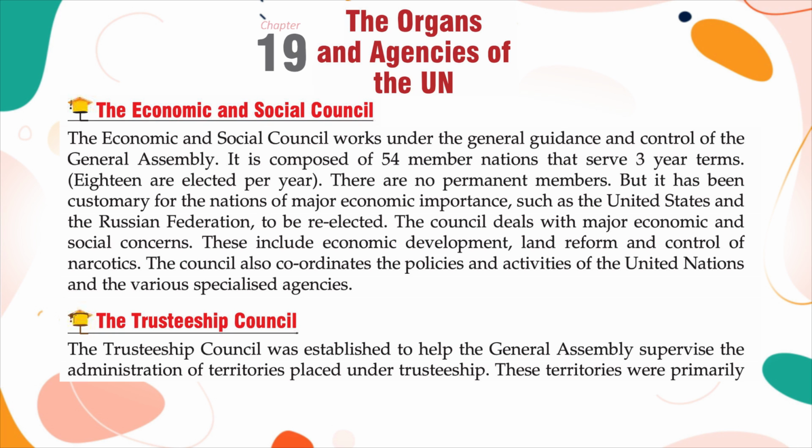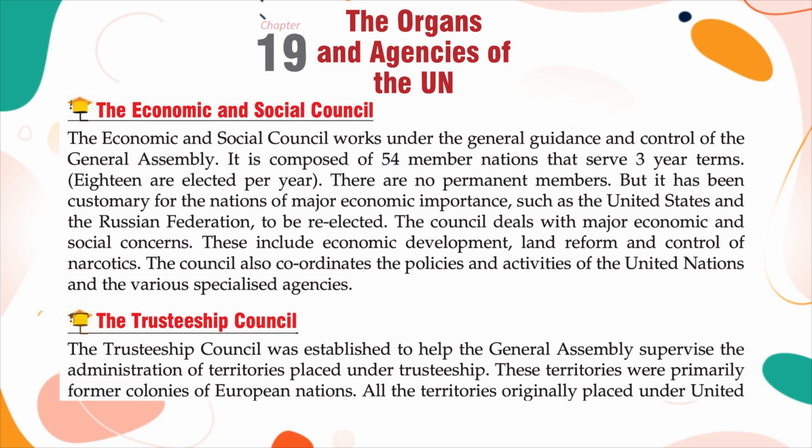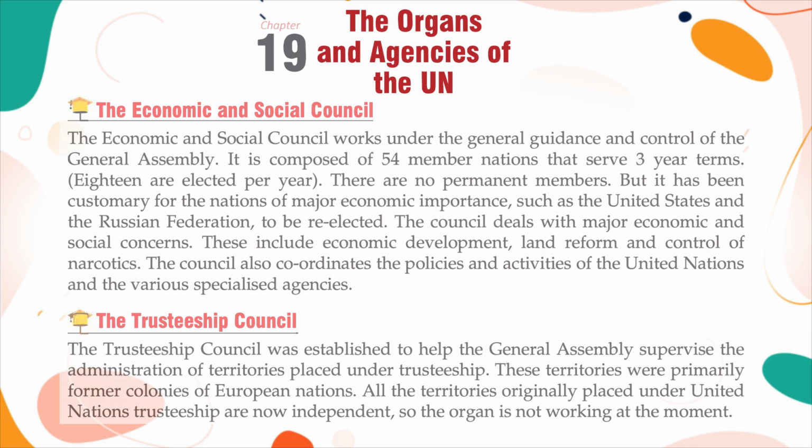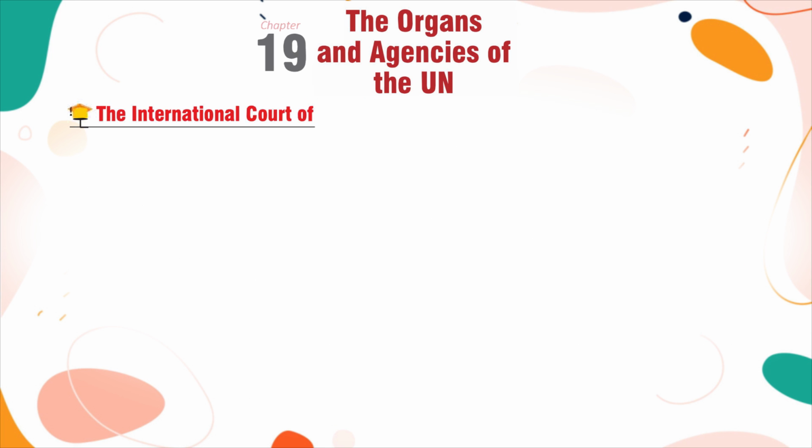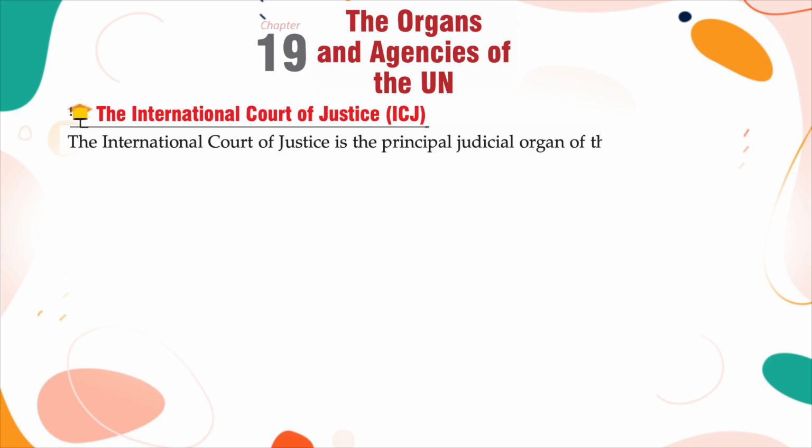These territories were primarily former colonies of European nations. All the territories originally placed under United Nations trusteeship are now independent, so the organ is not working at the moment. The International Court of Justice, ICJ. The International Court of Justice is the principal judicial organ of the United Nations. It is composed of 15 judges.